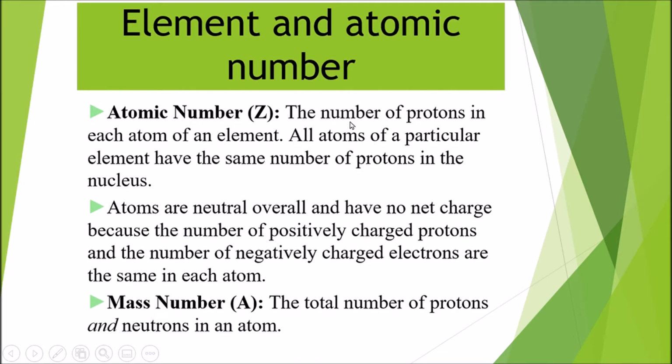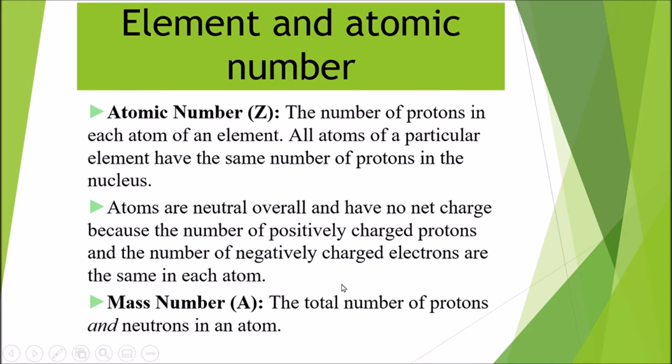Now, some designations you need to know are the atomic number, which we designate with the letter Z. That is the number of protons in each element, and every element is different. That's how we organize the periodic table and how we organize elements, by their proton number. So, all hydrogens, no matter where you find them or how you find them, all hydrogens have one proton. They have the same atomic number.